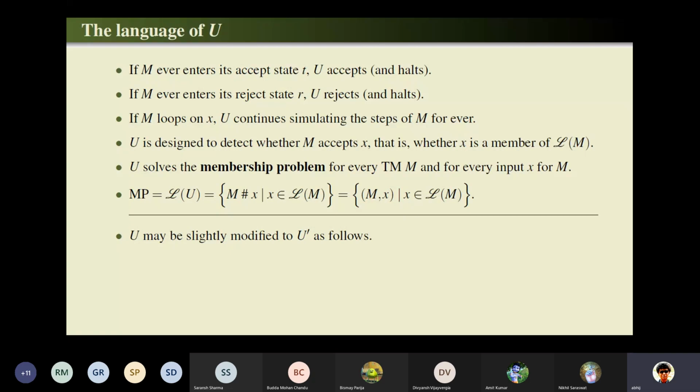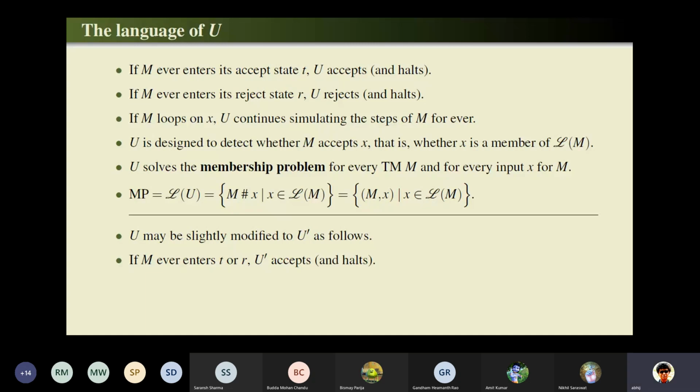And if M does not halt on X, then the simulation also does not halt. It's a kind of implicit reject. Okay, so it's something like this: if M ever enters T or R, U prime accepts. So U prime accepts even if M enters R, which is basically an explicit reject for M. But entering T or R is the halting condition for M.